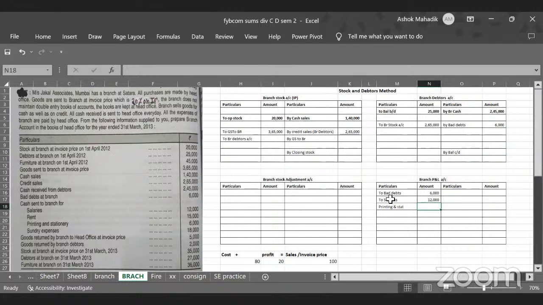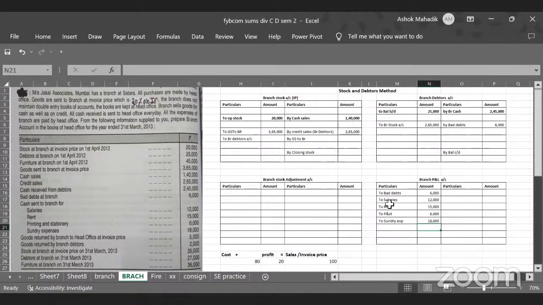Okay, before printing and stationery comes rent. I'll just do rent 15,000, to printing and stationery 6,000. Sundry expense, to sundry expense 18,000. Okay. We haven't prepared cash account, so need not give second effect.